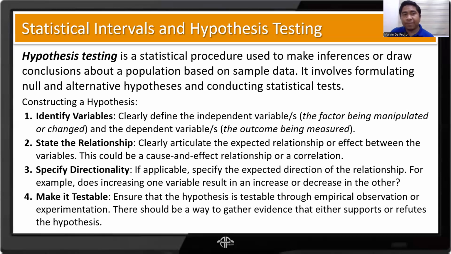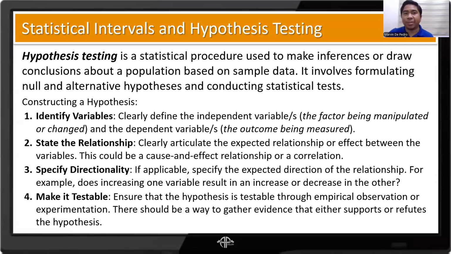We specify the directionality. If applicable, specify the expected direction of the relationship, especially if we are conducting a correlation test. We are trying to measure the certain relationship between two variables. For example, does increasing one variable result in an increase or decrease in the other?